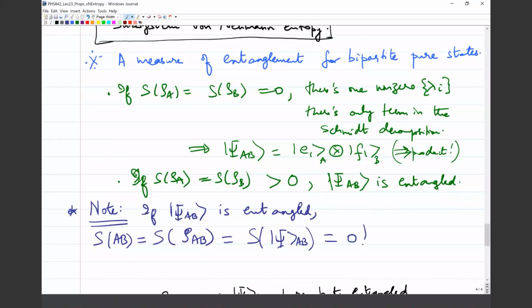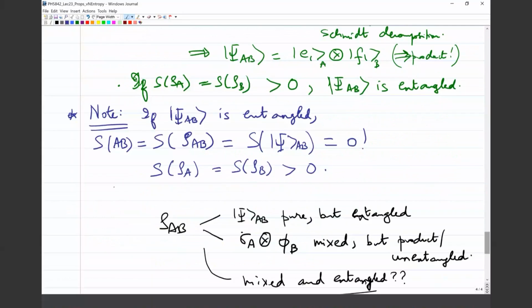But what is the entropy of the reduced states? If it is an entangled state, then we just said that S(rho A) is equal to S(rho B) is greater than 0, which means that the joint entropy is actually less than the individual entropies. It is less than S_A and less than S_B.